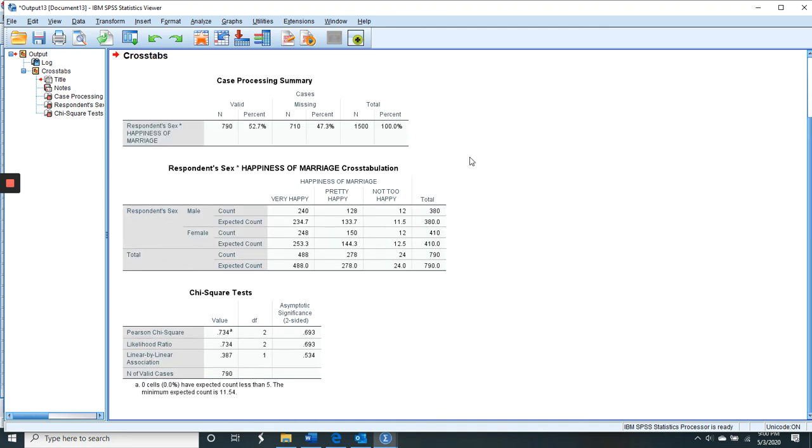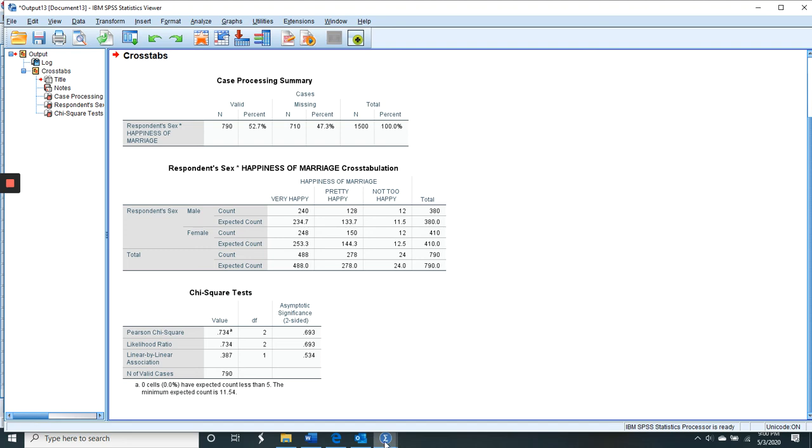And just I'm going to highlight here that, again, it dichotomizes male, female, gender. And then it looks at the happiness of one's marriage. And so there's very happy, pretty happy, and then not too happy. So you're going to ask the question about whether these things are related.